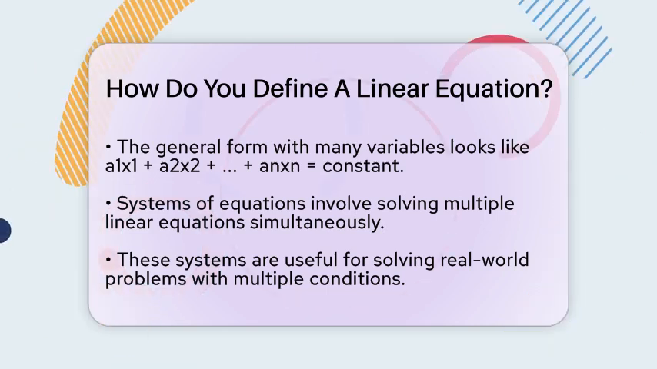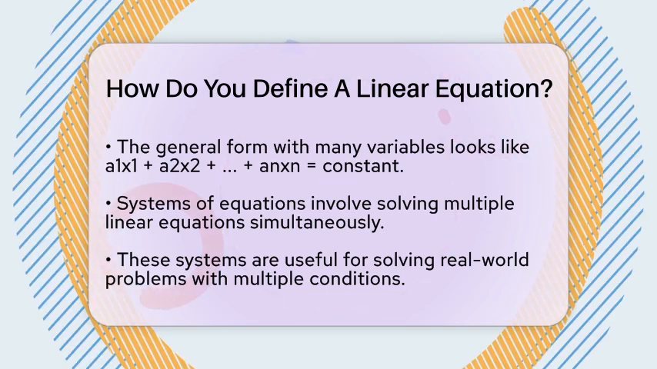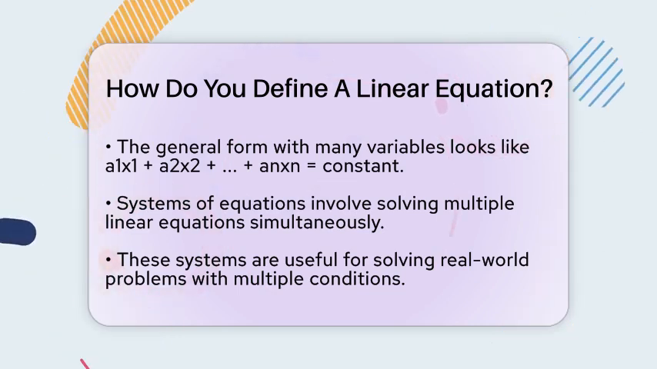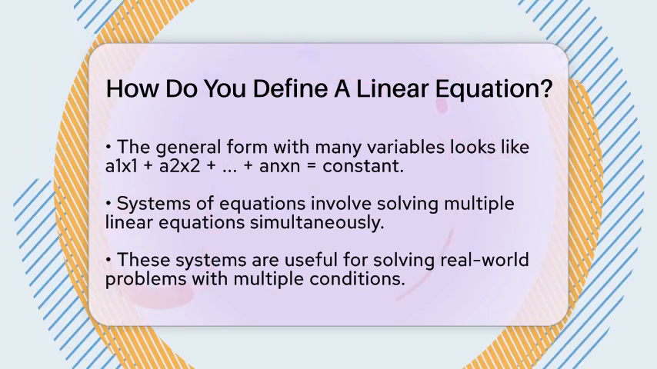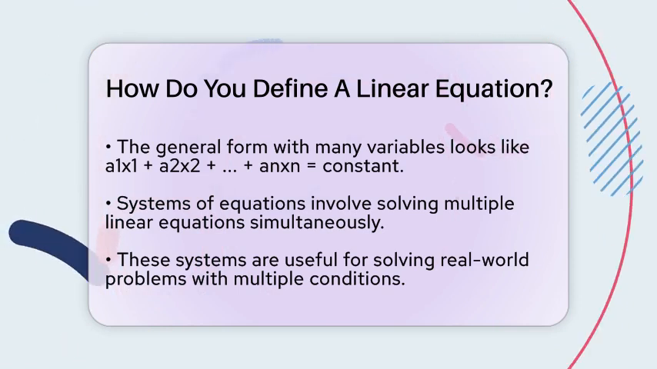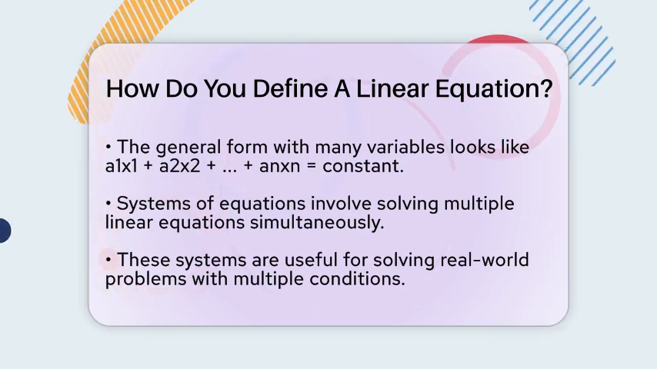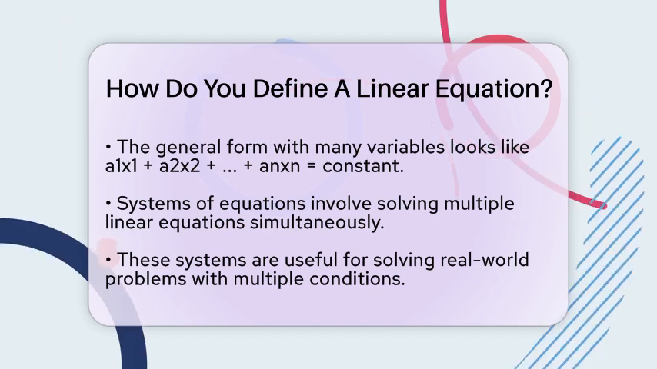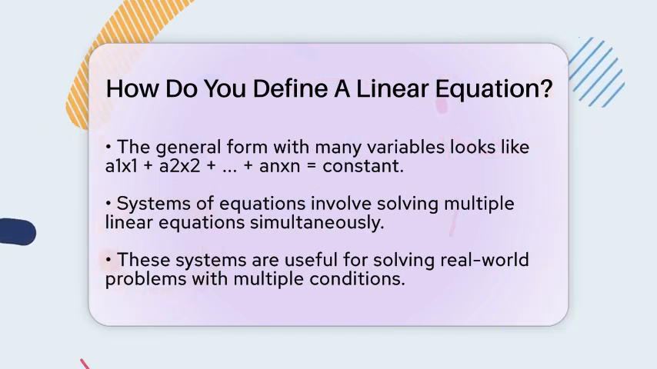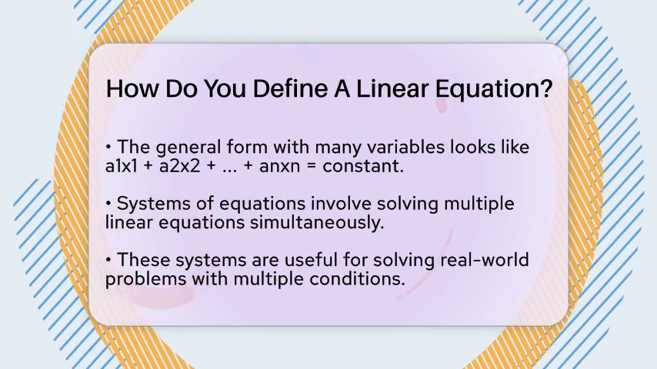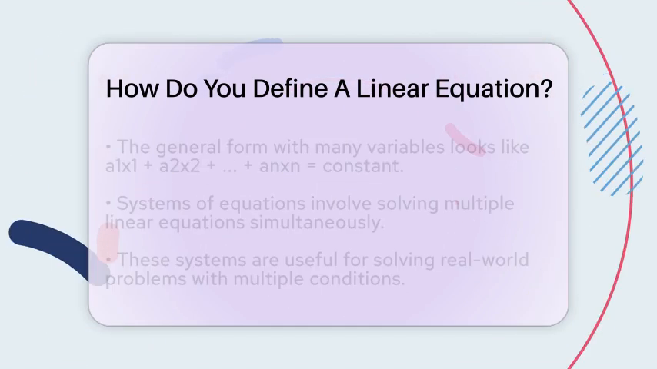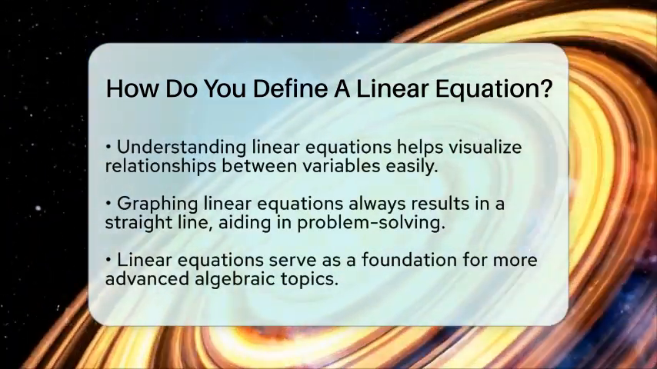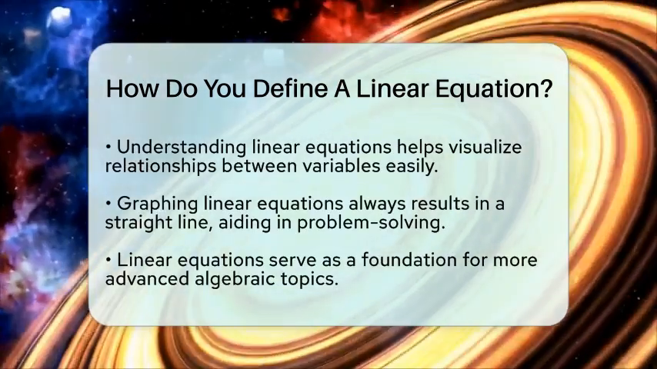In the context of systems of equations, you often work with multiple linear equations at the same time. The goal is to find values for the variables that make all the equations true at once. This is useful in real life when solving problems that have several conditions, like balancing budgets or planning routes. Understanding what makes an equation linear is key in algebra because it helps you see the relationship between variables clearly.